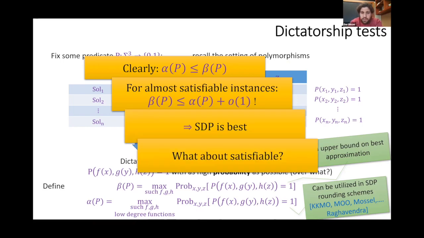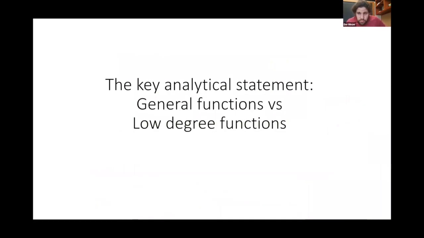So that's all nice. That's all applicable to almost satisfiable instances. What about satisfiable? So to talk about satisfiable instances, I'm going to try to elaborate a little bit on what's going on between this alpha and beta in almost satisfiable instances, and tell you a little bit of how this is proved, very little.